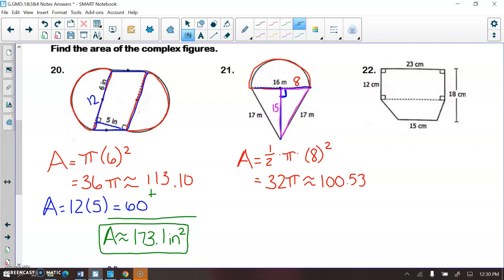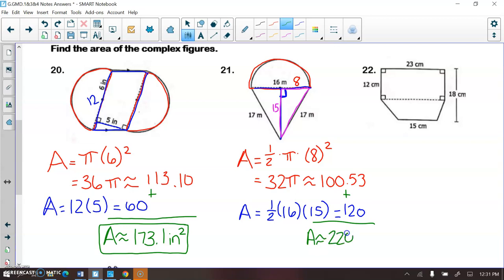And then for the triangle, it's 1/2 my base, which is 16, times my height, which is 15. So 16 times 15 is 240, times 1/2 is 120. And then if I add these two together, I would wind up with my area being approximately equal to 220.53 meters squared.